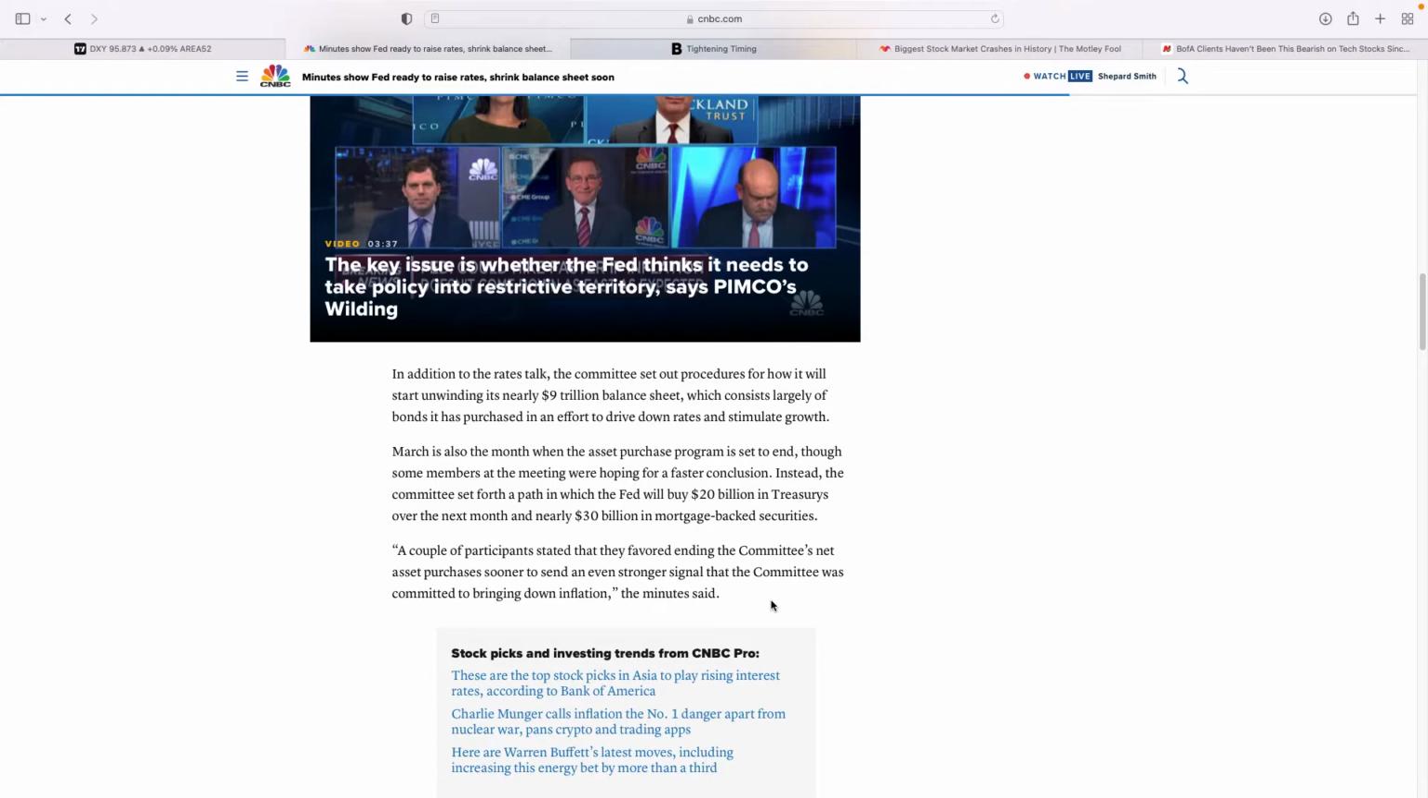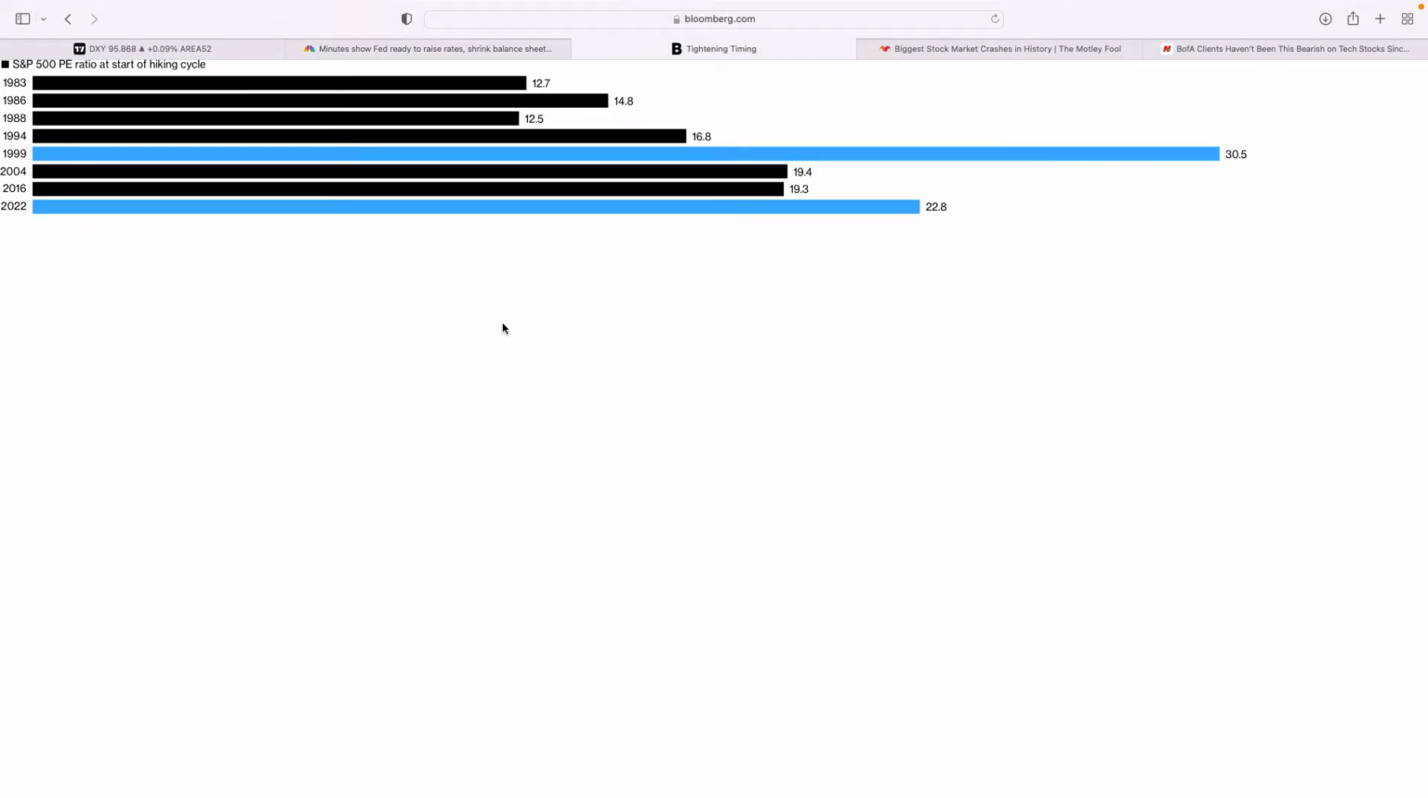Now, if there's one thing that we need to keep in mind, it's how this affects the stock market in general, because we know that the stock markets are overvalued, especially the S&P 500, as well as the Nasdaq and the Dow Jones. Now, if we look at this chart over here, it's called the S&P PE ratio, and this shows us exactly what the market valuation was at the start of every interest rate hike.